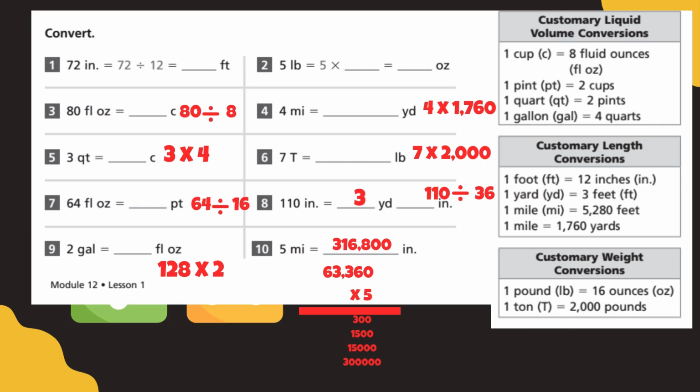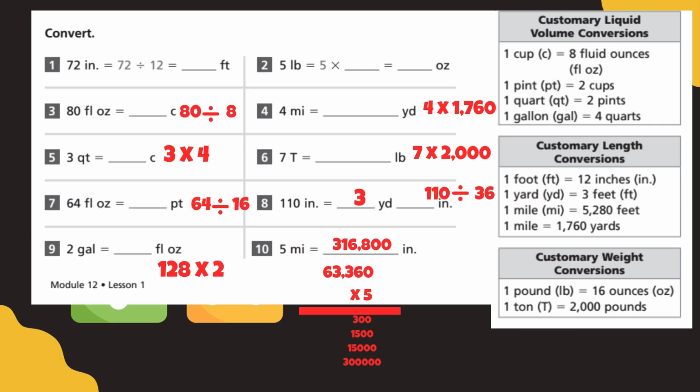Number 5, 3 quarts equals how many cups? 3 times 4 will give you your answer. Number 6, 7 tons equals how many pounds? 7 times 2,000 will give you your answer in pounds. Number 7, 64 ounces equals how many pints? 64 divided by 16 will give you your answer in pints.